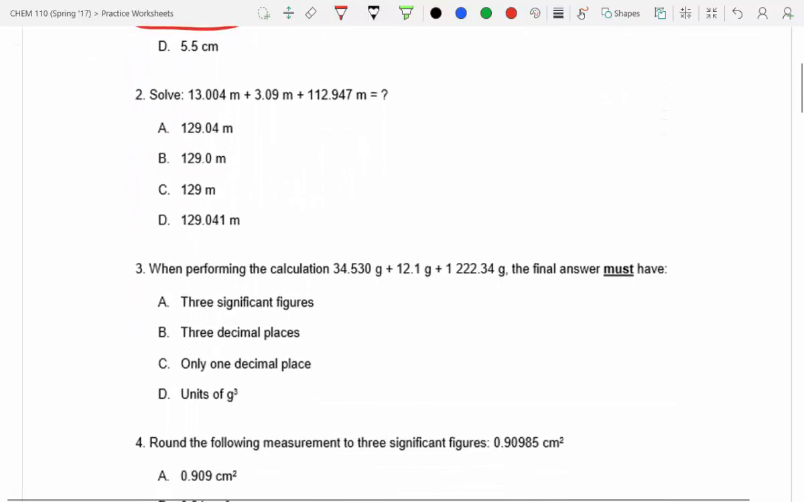All right, number 2, we've got 13.004, 3.09, 12.947. If we look at the 13.004, we're confident all the way out to the thousandths place. This one we're out to the hundredths place, and then this one we're out to the thousandths place. That means our least precise measurement goes out to the hundredths place. That means our answer should also be the same.